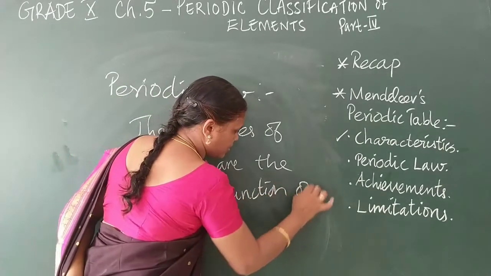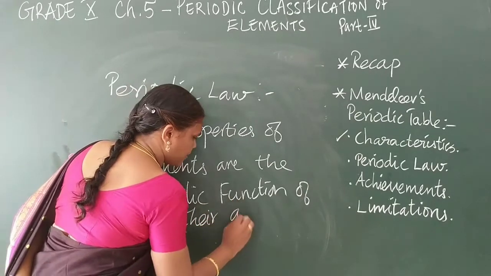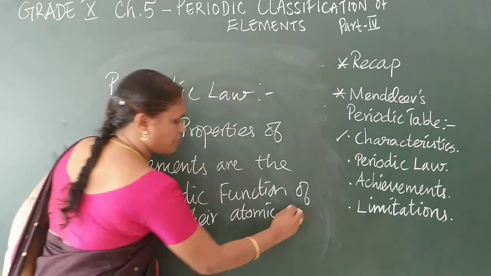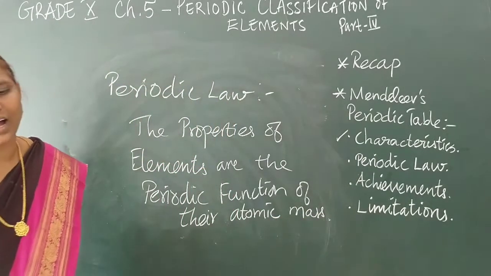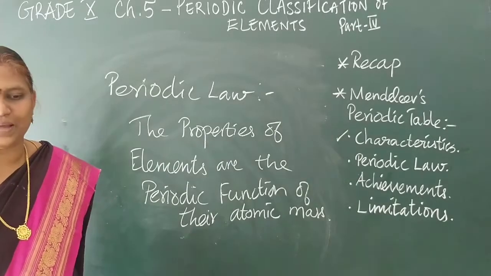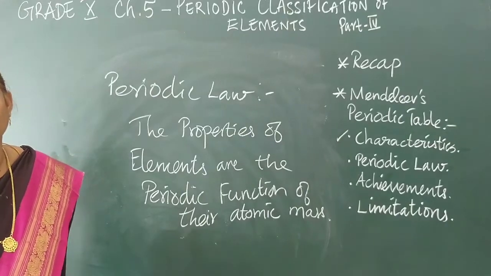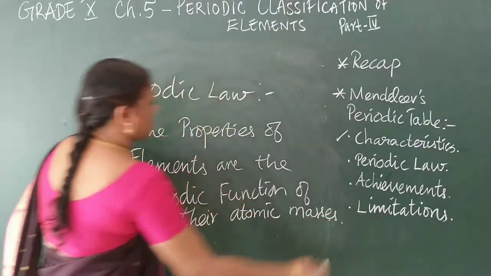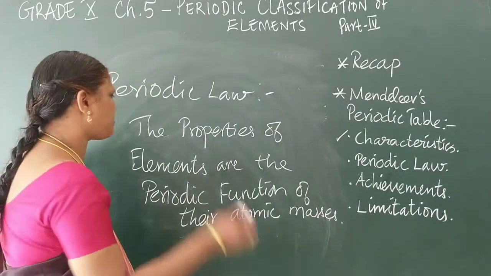Periodic function of their atomic mass. Okay, you have to stress and see that it is atomic mass. So the periodic law is: the properties of elements are the periodic function of their atomic mass. Okay, atomic masses. This is the periodic law. Okay, what is the meaning of this?